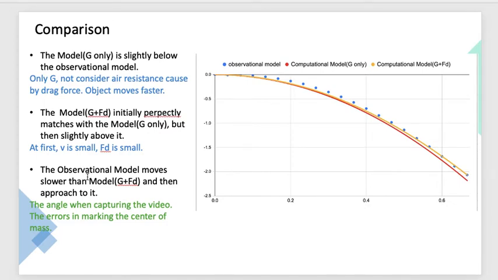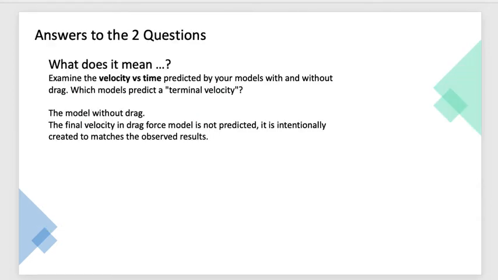And third, I compare the observational model with the model that considers the drag force. I find that the observational model is slightly above the model with drag force, which does not quite make sense, probably because of some errors that I made in the lab. First, the angle when I captured the video is not really perpendicular to the screen, and errors in marking the center of mass could also have happened.